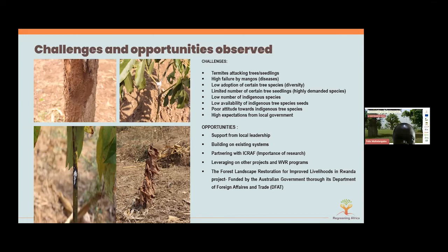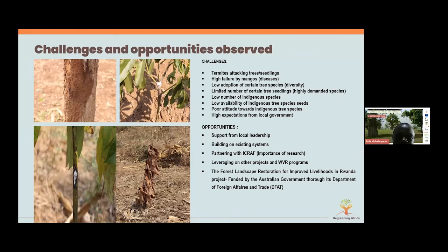We've also seen a low adoption of certain tree species. Farmers prefer some tree species over others. Then there is also a limited number of certain tree seedlings that are highly demanded. There's a low number of indigenous species which are mainly adapted to the location. There is also a low availability of indigenous tree species seeds. And then we realize that there is also a poor attitude towards indigenous tree species.